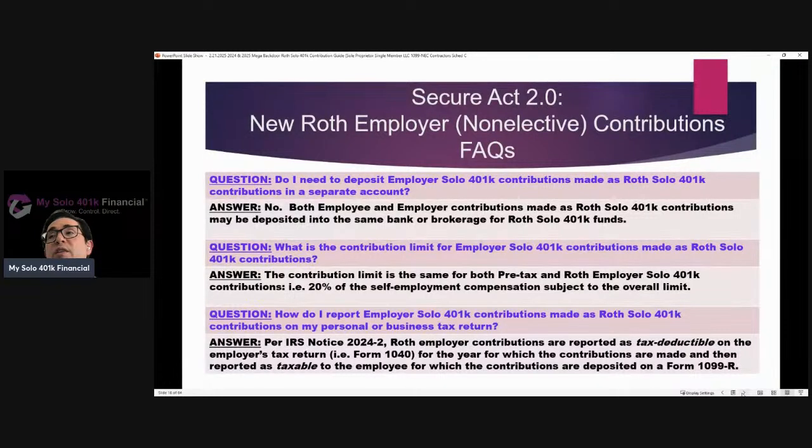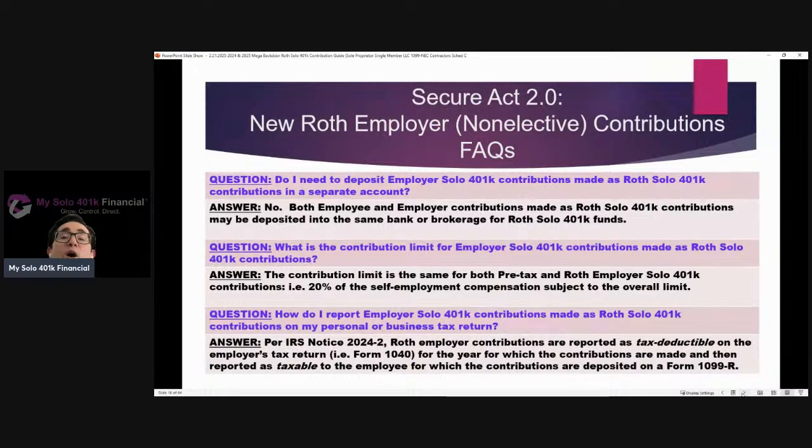What is the contribution limit for employer solo 401k contributions made as Roth solo 401k contributions? Well, the contribution limit is the same as we discussed, whether the individual is choosing to make those employer contributions as pre-tax contributions or as Roth contributions. It's 20% of the self-employment compensation. Lastly, how do I report employer contributions made as Roth contributions on my personal or business tax return?